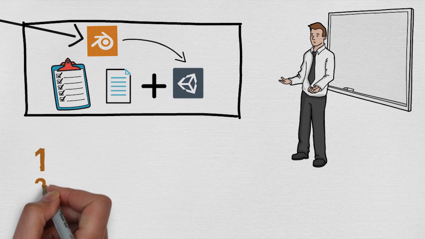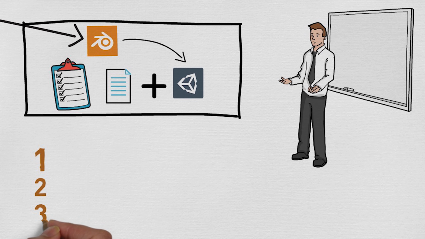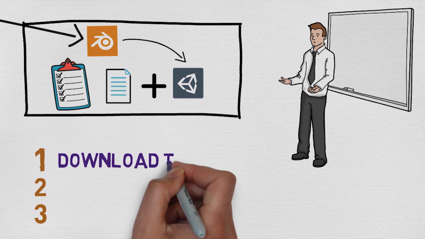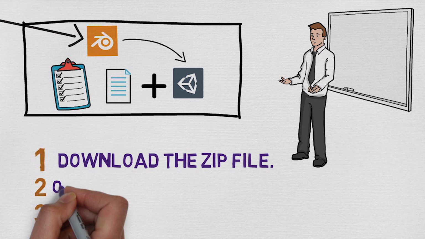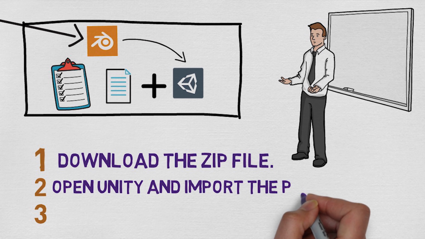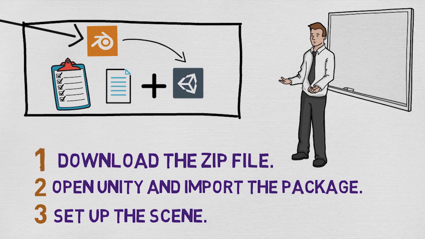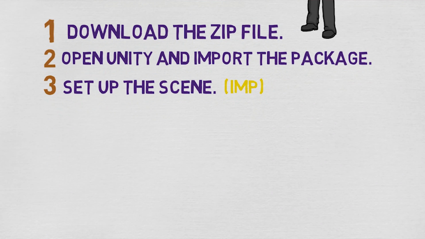So I have broken down this tutorial in total 3 steps. First step is download the zip file and unzip it. Second step is open Unity and import the package. And the third step is set up the scene, which is very important. So let us start with first step.